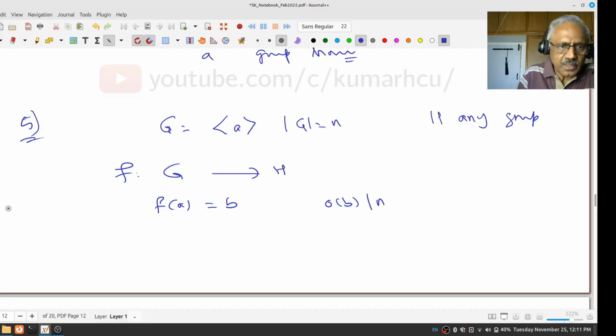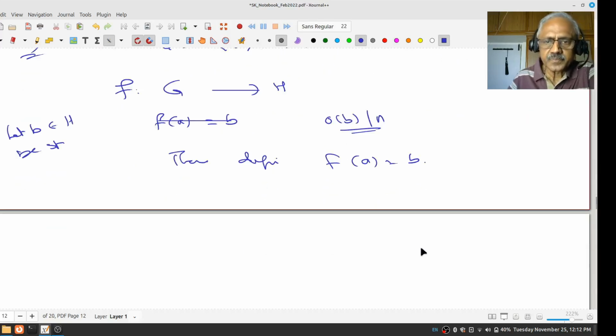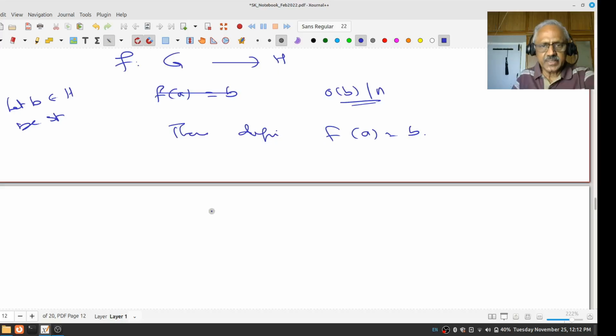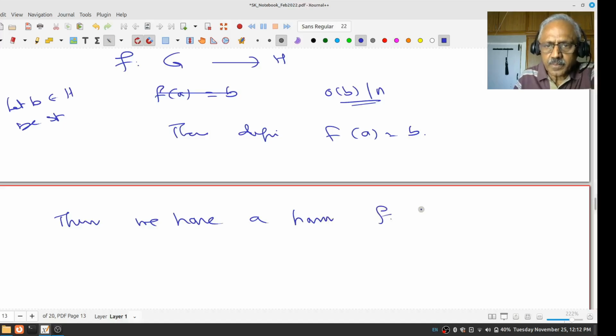So, let b be such that the order of b divides n. Okay, then define f of a equal to b. So I want to say, using this I can define a group homomorphism. Then we have a group homomorphism f from G to H such that f of a equal to b.